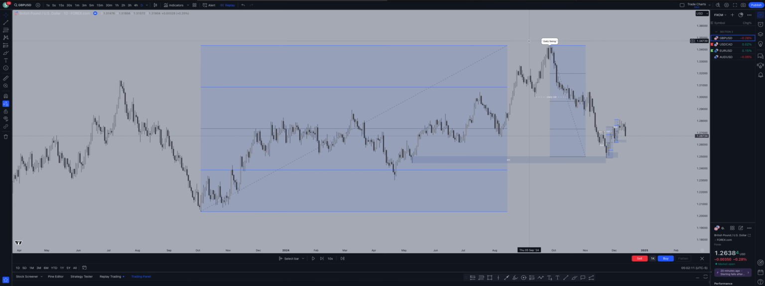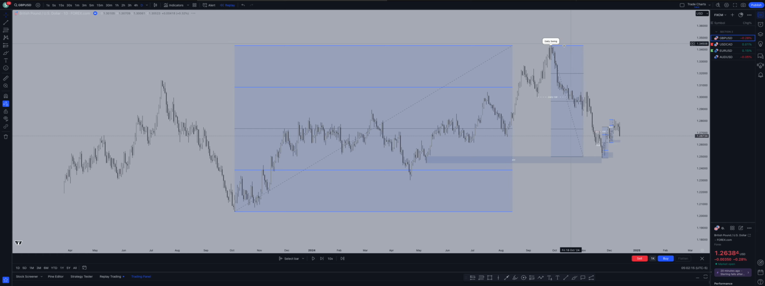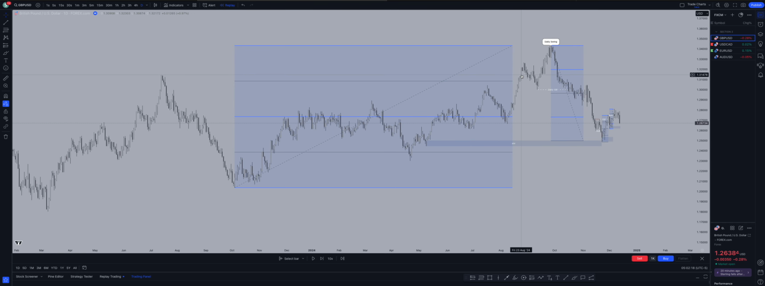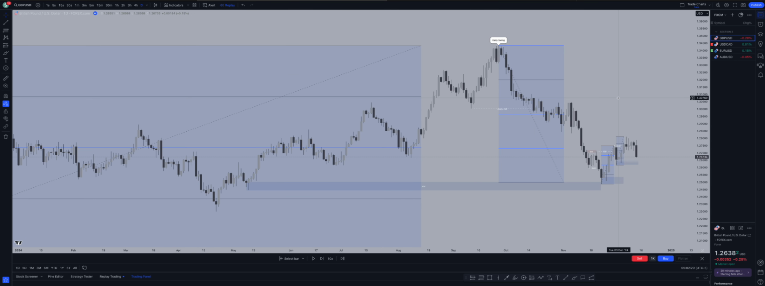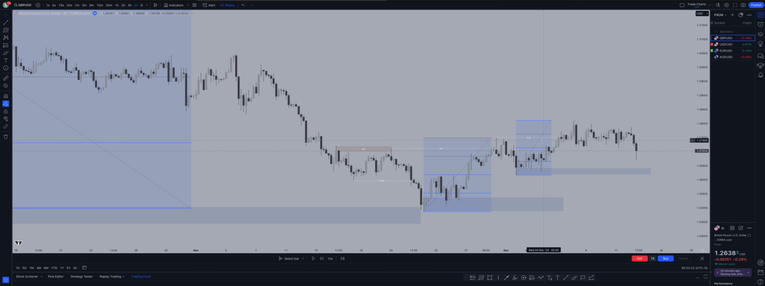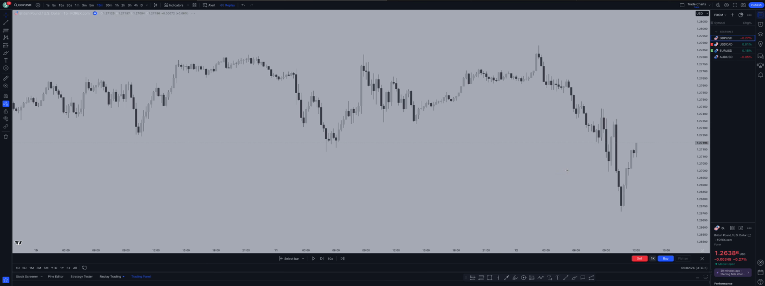Watching, we're going to be doing the end of day for Thursday, December 12th, starting off with GU. Daily swing is bullish, daily internal is bearish, 4 hour is bullish. Let's take a look at the 15-minute.